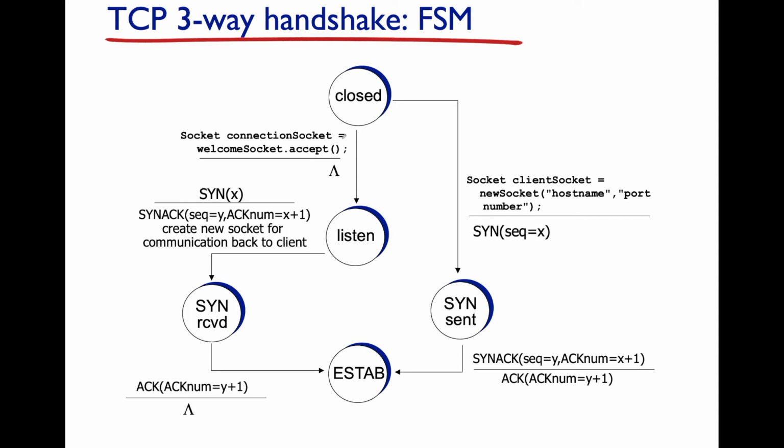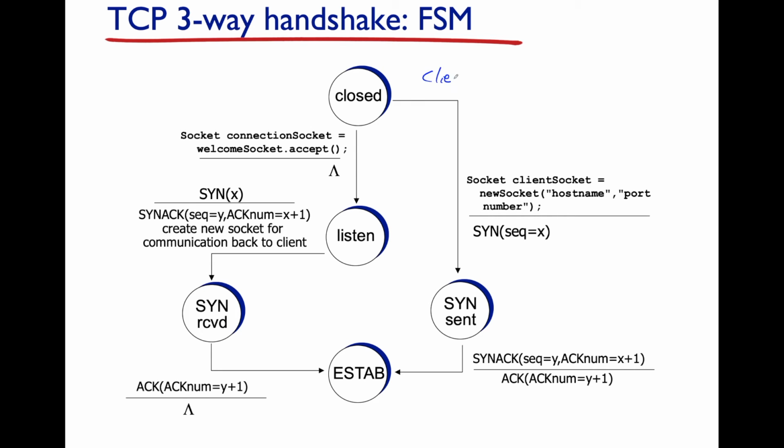So here we have the client and server, and the server sitting on its welcome socket, its server socket, and the client creates a new socket. When the client creates a socket, it sends the SYN message, and it goes to the SYN sent state. Then the server, sitting on its welcome socket or server socket, accepts the connection. Once it gets the SYN message from the client, it sends the SYN ACK with its sequence number and ACK X+1, which is an increment of the SYN message on the forward path from the client.